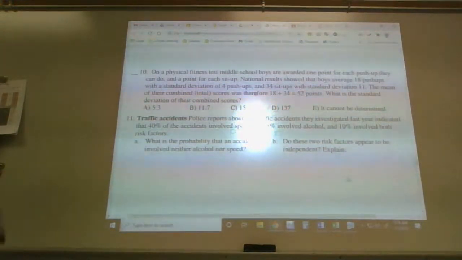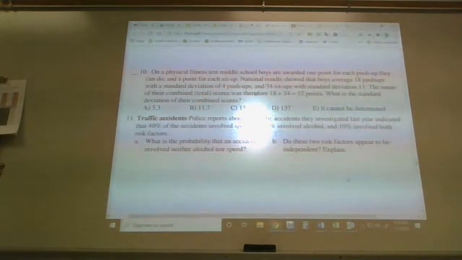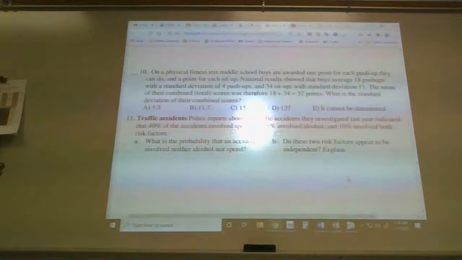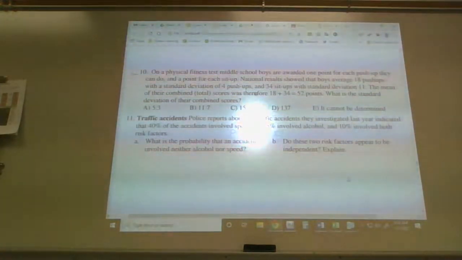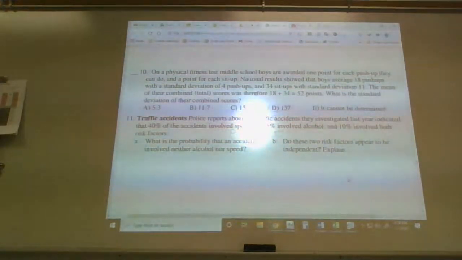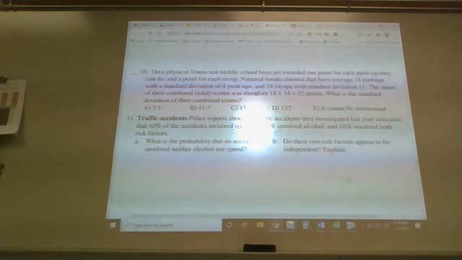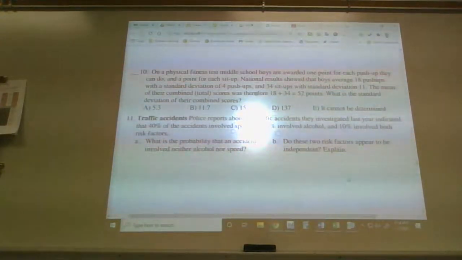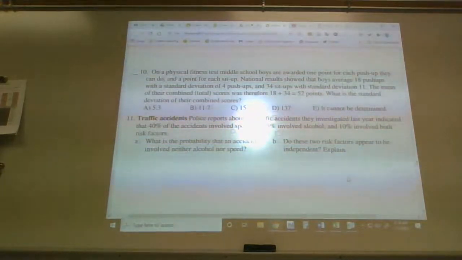Somebody do the calculation real quick. 4 push-ups is the standard deviation, and 11 sit-ups is the other standard deviation. And they want to know the standard deviation of the combined scores. I didn't actually do this calculation ahead of time. You get 11.7. Someone confirm? Okay, several people are nodding yes. Okay, cool, fantastic. If you marked down 11.7, you'd be wrong.